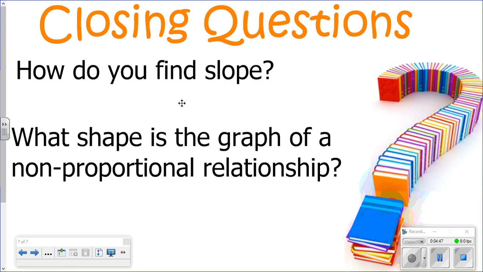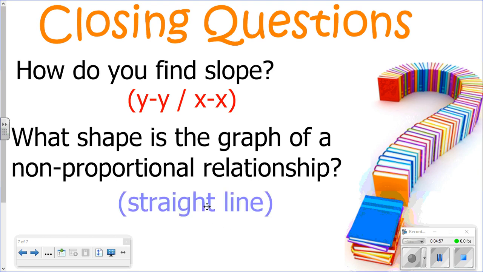So how do you find slope? Remember, it's y2 minus y1 over x2 minus x1. What shape is the graph of a non-proportional relationship? It's still a straight line, it just doesn't go through the origin.